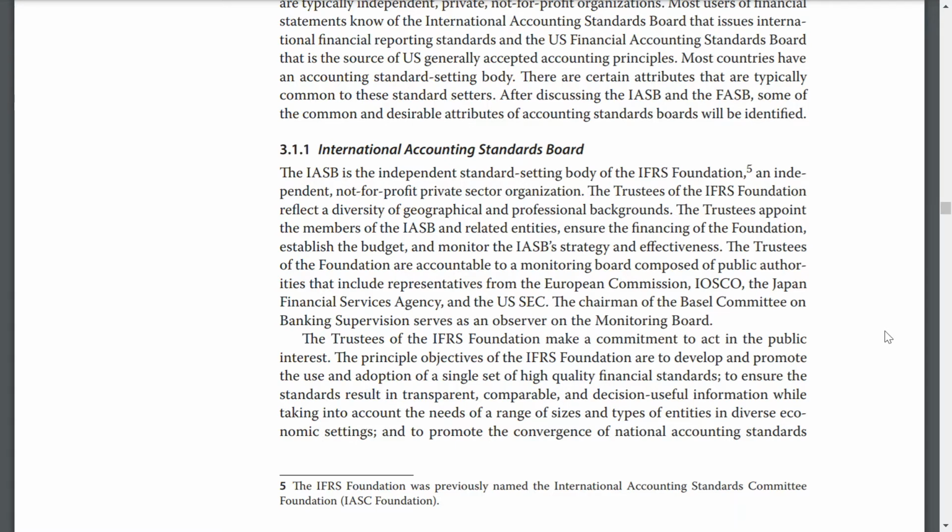The principal objectives of the IFRS Foundation are to develop and promote the use and adoption of a single set of high-quality financial standards, to ensure the standards result in transparent, comparable, decision-useful information while taking into account the need for a range of sizes and types of entities in diverse economic settings, and to promote convergence of national accounting standards.